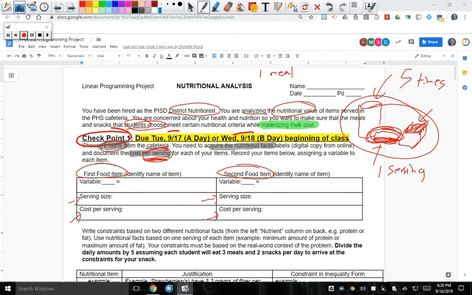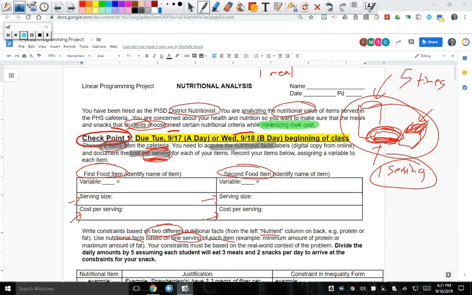Write constraints based on 2 different nutritional facts, from the left nutrient column on back, and an example could be like protein or fat. We're going to use the nutritional facts based on 1 serving of each item. Okay, so like I was saying, 1 serving of each item. So an example, minimum amount of protein or maximum amount of fat. Your constraints must be based on the real-world context of the problem.